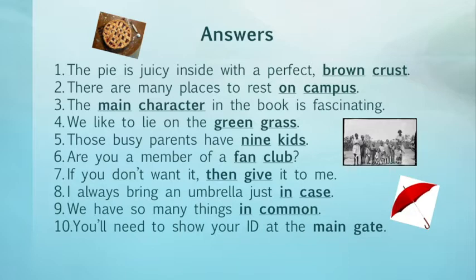Here we go. Number 1, brown crust. Brown crust. Number 2, on campus. On campus. Number 3, main character. Main character. Number 4, green grass. Green grass. Number 5, 9 kids. 9 kids.